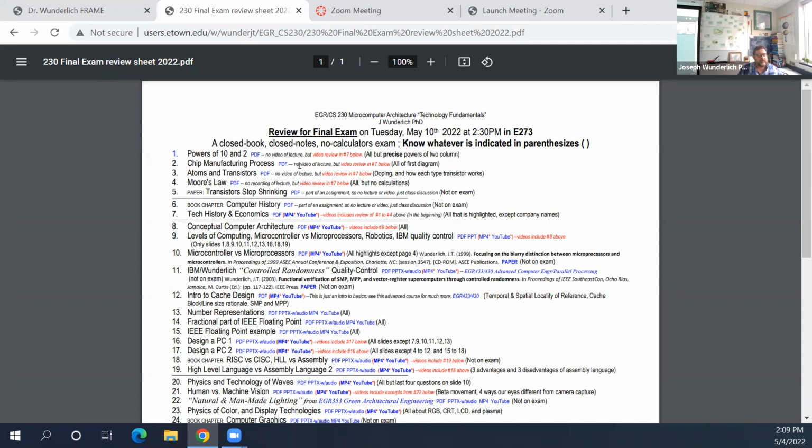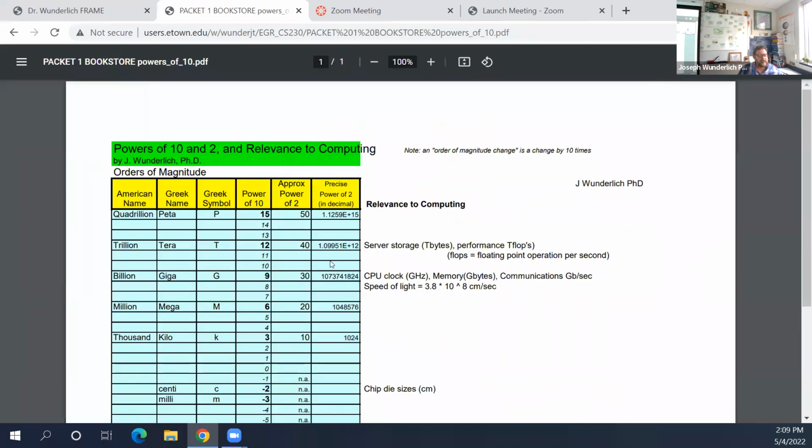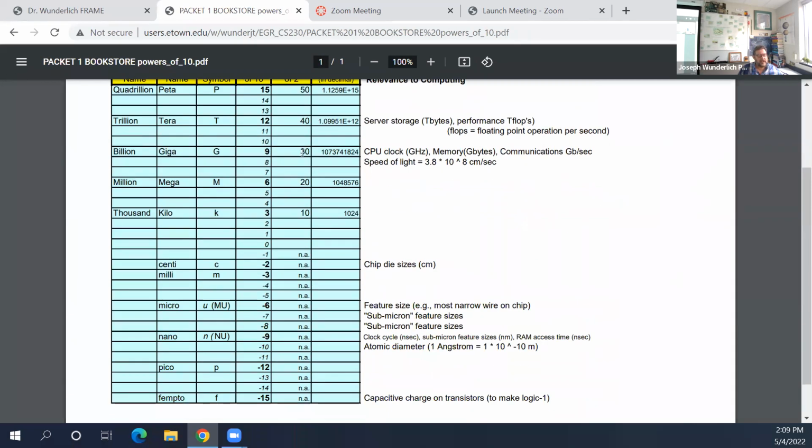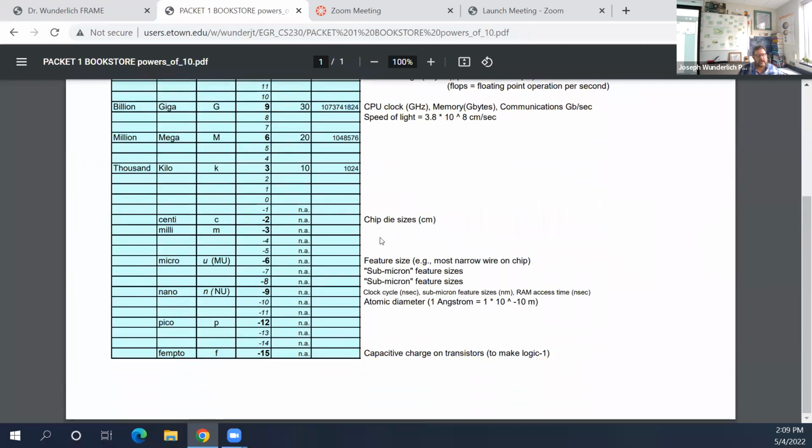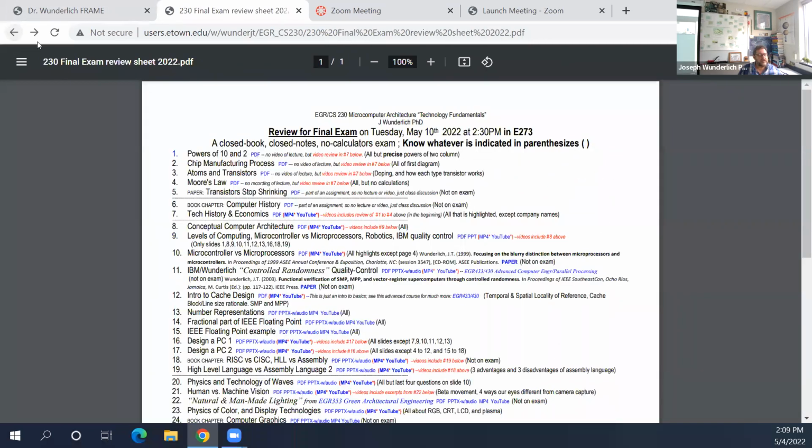So first thing is powers of 10. Know all but the precise powers. Let's look at that real quick. What's that mean? You don't have to memorize these precise powers, but you need to know powers of 2, powers of 10, Greek symbols, Greek names, and American names, and also relevance to computing, high and low. Next is chip manufacturing process, all of the first diagram.